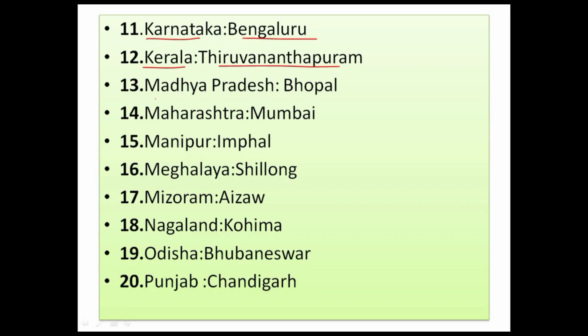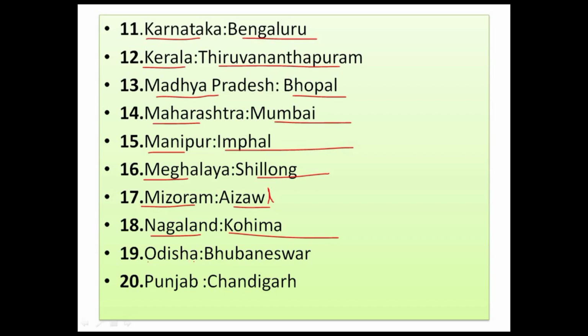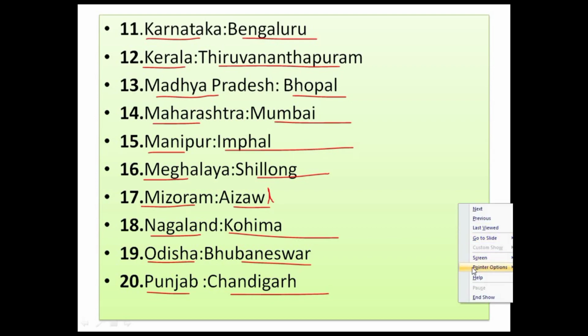Manipur, Imphal. Meghalaya, Shillong. Mizoram, Aizawl. Sorry, I made a mistake there, it is Aizawl. Nagaland, Kohima. Odisha, Bhubaneswar. Punjab, it's Chandigarh. I'll keep this clear so you can understand better and take a screenshot. And here we can see Rajasthan, Jaipur.